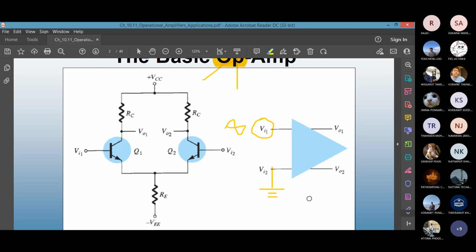You can also do the other way, doesn't really matter. You can put the input signal on the second pin. Here's the input, and this one you just put on the ground. The main idea is one of the inputs will be getting the signal and the other one will be grounded. Output can be taken from both collectors, Vo1 and Vo2.